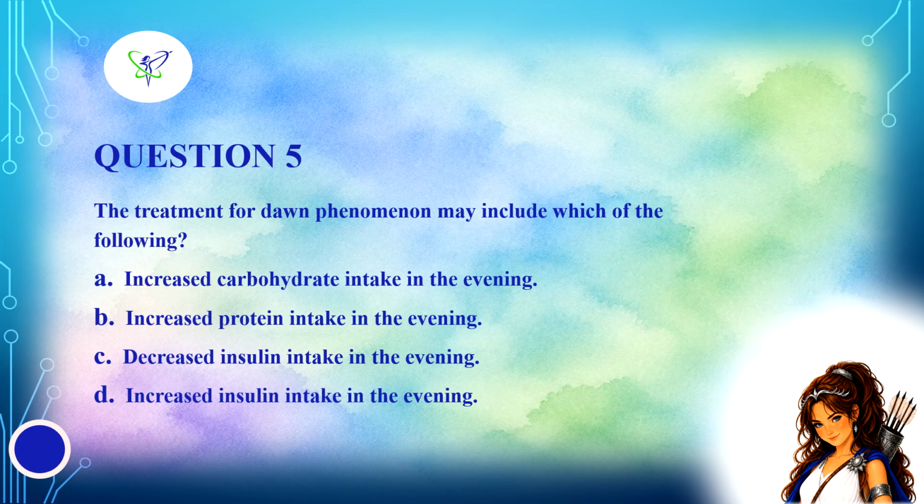Question 5. The treatment for dawn phenomenon may include which of the following? Increased carbohydrate intake in the evening, increased protein intake in the evening, decreased insulin intake in the evening, or increased insulin intake in the evening. Okay, Artemis, help me out. D, increased insulin intake in the evening, which makes sense because people with dawn phenomenon have a steady rise in glucose that leads to early morning hyperglycemia. Increasing insulin intake in the evening may prevent that. Thanks, Artemis.